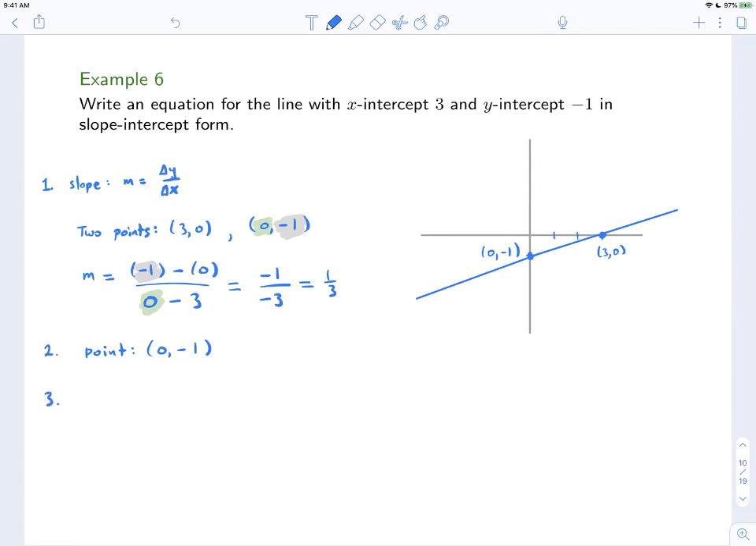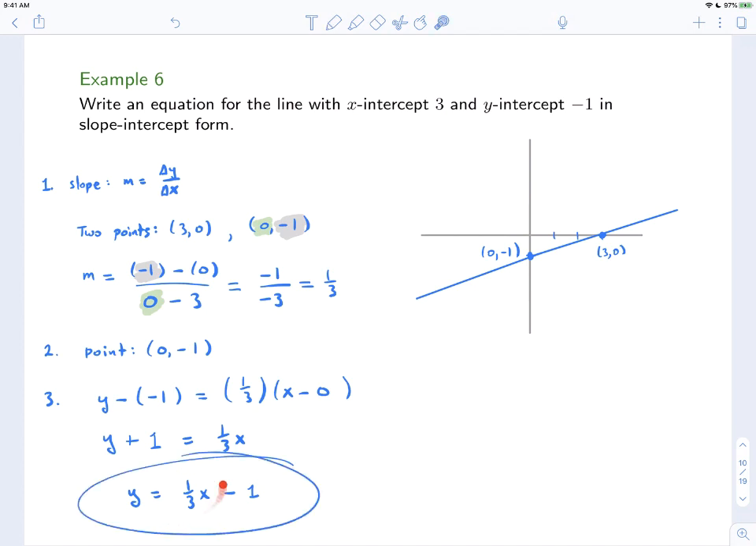So now we write it in point-slope form. So it's going to be y minus the y-coordinate equals m, and the slope is 1/3, times x minus the x-coordinate, which is 0. And now we just simplify. Y minus a minus is plus 1 equals 1/3 x minus 1/3 times 0, but 0 times 1/3 is 0. And now we just subtract the 1. And now we have y equals 1/3 x minus 1, and that's our answer.